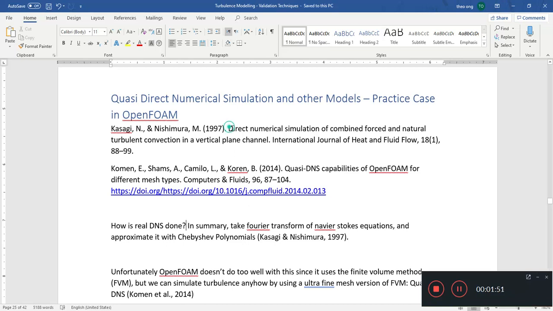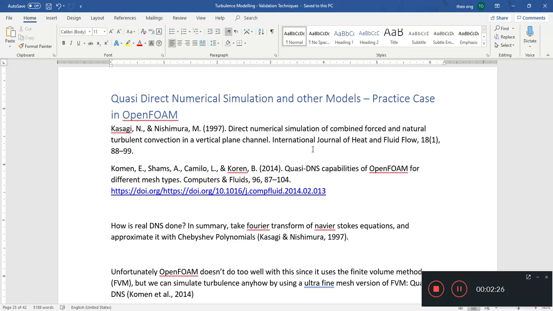And of course there's an interesting one called direct numerical simulation of combined forced and natural convection in a vertical plate channel. So that's the kind of case we are investigating today. So we're going to try quasi direct numerical simulation and compare that to our RANS model, which is K omega SST, and K omega SST IDDES, which is the LES hybrid model that we're talking about. But the main thing is of course to see, can we do DNS on a very cheap-ish laptop?